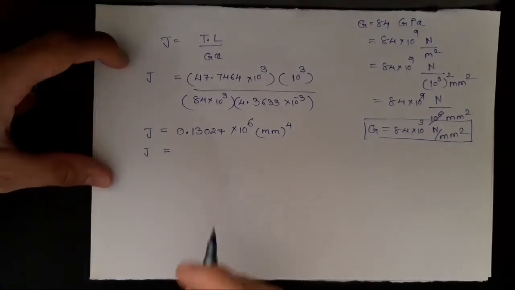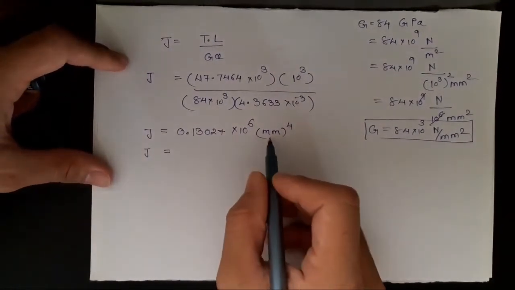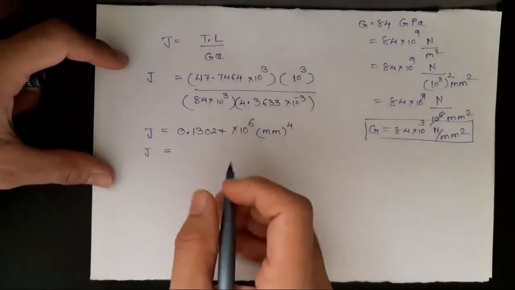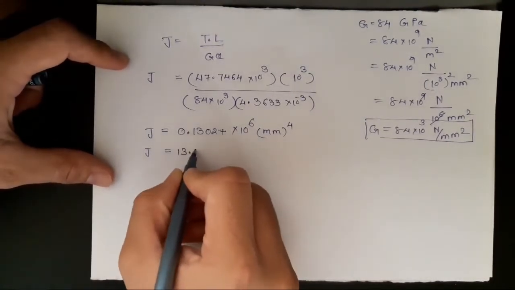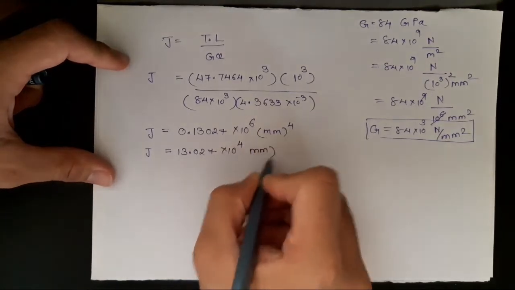So J will be 0.13027 into 10 raised to 6 mm raised to 4. Mm raised to 4 is the unit of polar moment of inertia, that is J. So it will be 13.027 into 10 raised to 4 mm raised to 4.